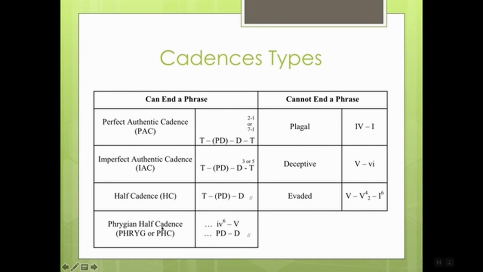Phrygian half cadence, remember we already said, is just a half cadence in minor, where the 4 chord you're going to 5 is in first inversion. So 4-6 going to 5. Remember, scale degree 6 going to scale degree 5 in the bass, always in minor. So that would be Fa going to Mi in the bass.